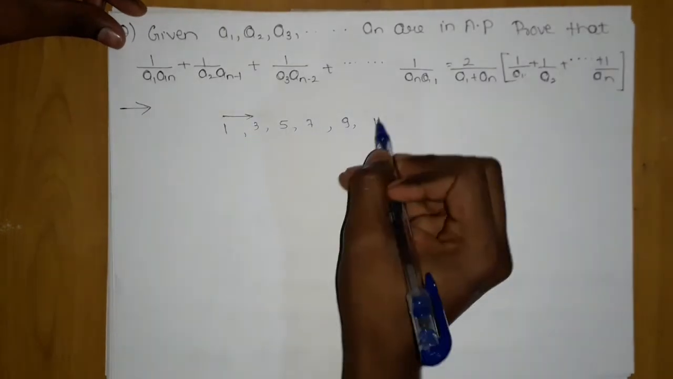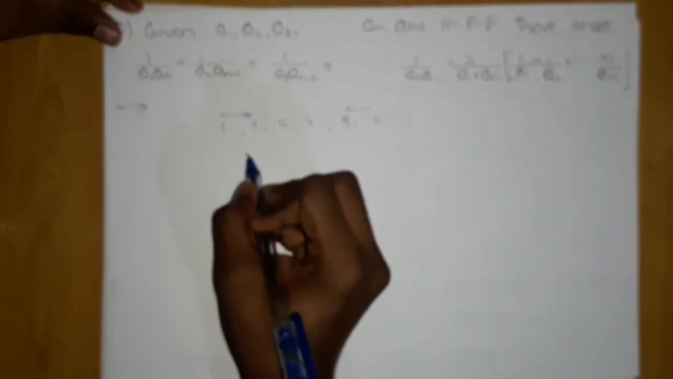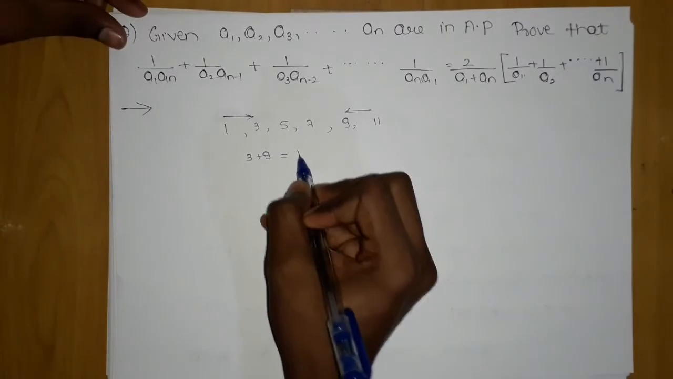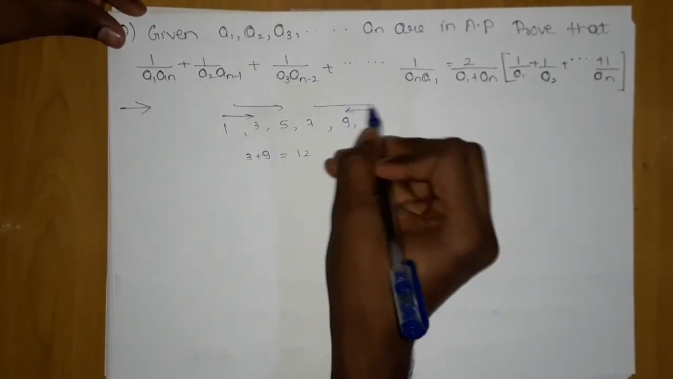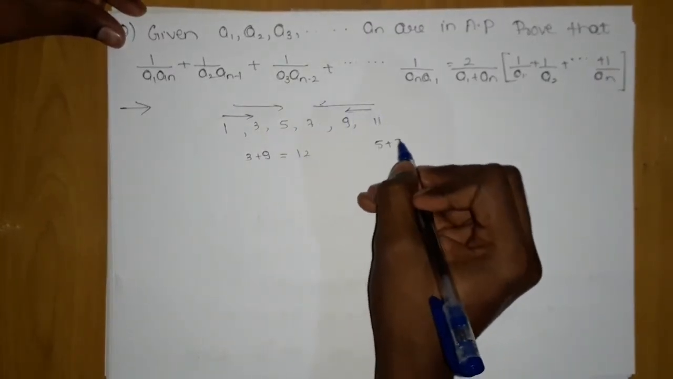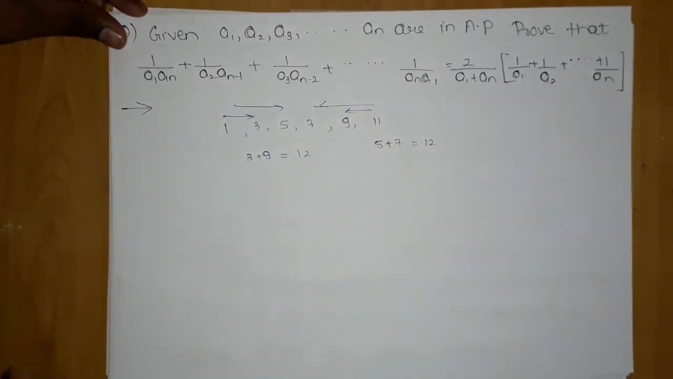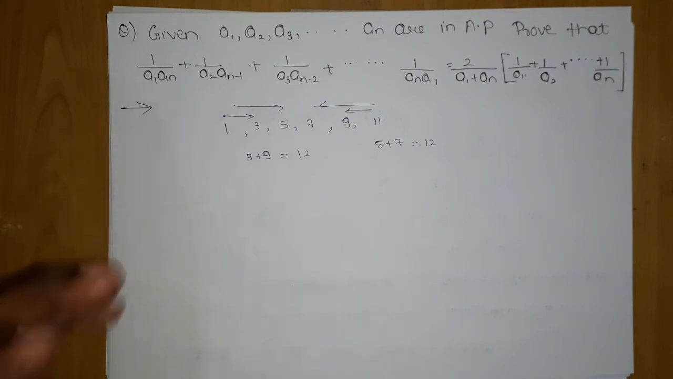If I take the second term from here and the second term from here, what is it? 3 plus 9, what is it? 12. If I take the third term from here and the third term from here, what is it? 5 plus 7, it is what? 12. So if the position of the term from both extremes is the same, then the sum will be equal.